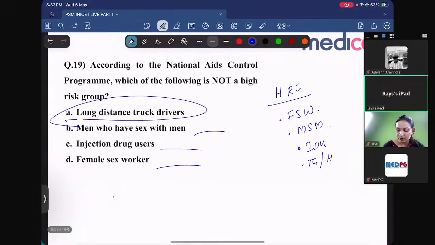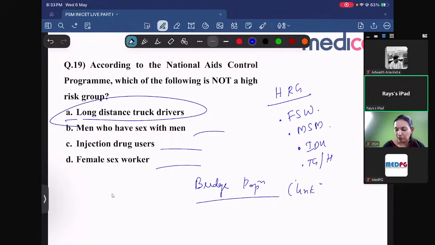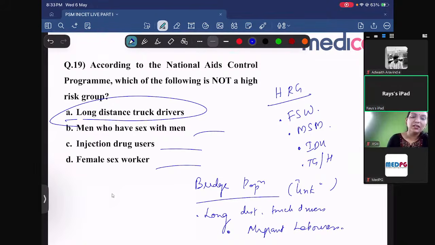Next one is the bridge population. Bridge population can spread the infection from the high risk group to the general population, so you call them the link group. Examples are long distance truck drivers, and one more group, migrant laborers. As per the program document, it is single male migrants, SMM, but you can remember it as migrant laborers. And now the clients of sex workers also come under the bridge population.